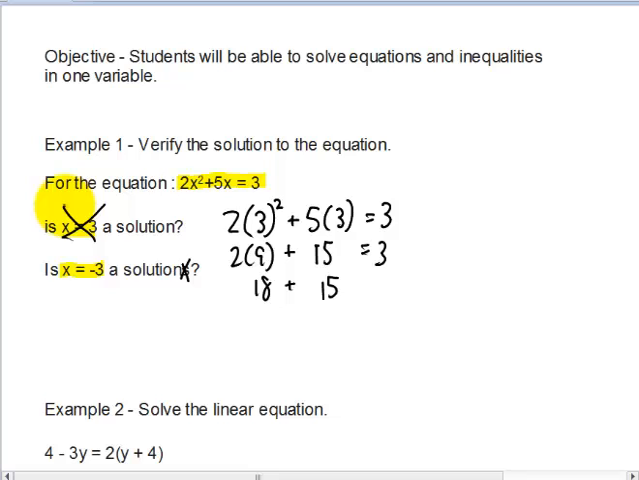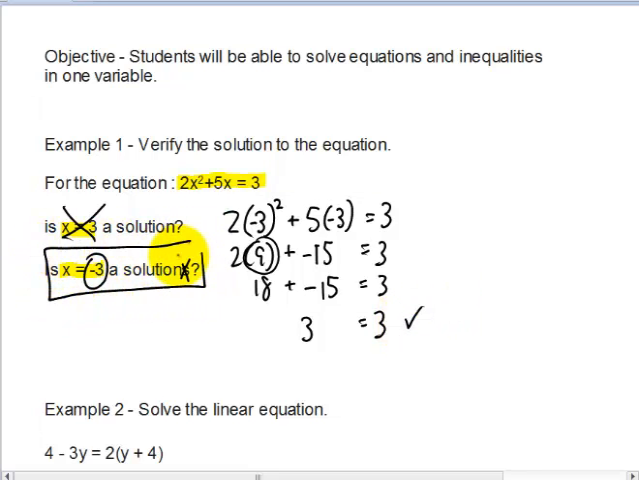So let's try it again, but with negative 3. I'll put negative 3 here and negative 3 there, and now this part will still be 9, but this part is going to be negative 15. So we do 18 minus 15. We have 3 on the left, and that equals 3 on the right. So the second is a solution. All right, that's great.